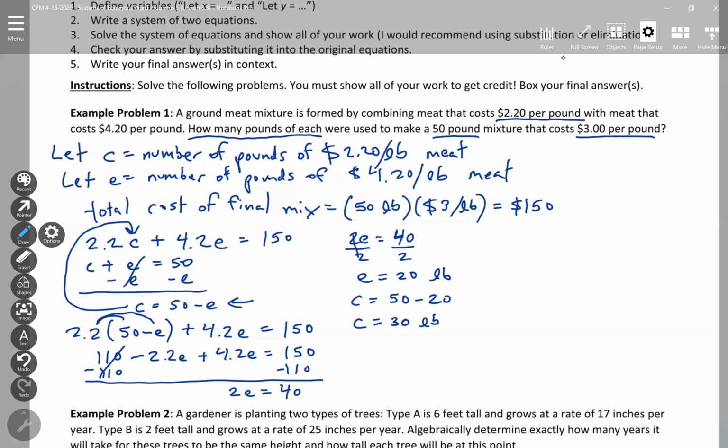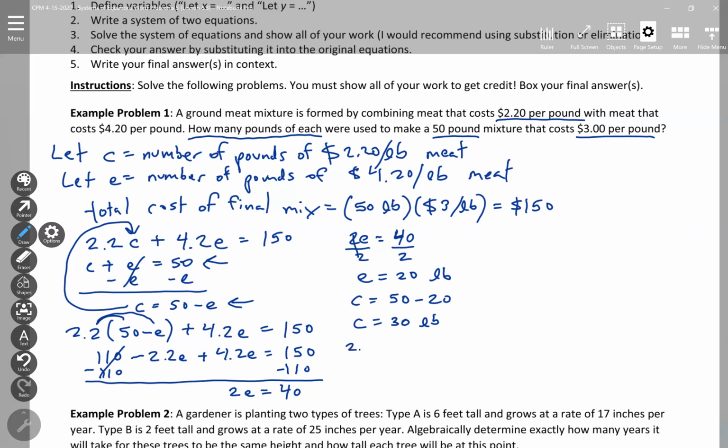So the next step here is to check our answers. So we just want to substitute these answers into the original equations. Of course, if we look at this equation, that's just telling us that the amounts of meat should add up to 50 pounds. So of course, 20 plus 30 is 50 pounds. So we're good there. And let's just check this other equation.